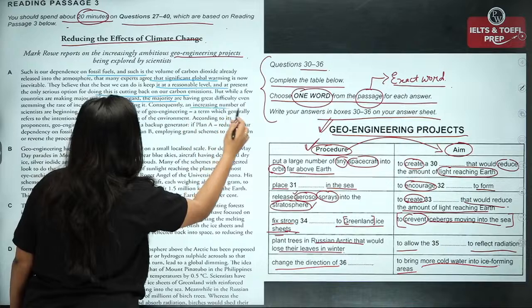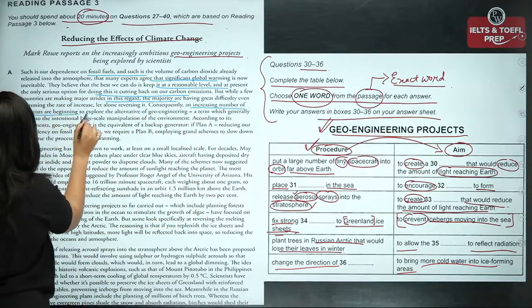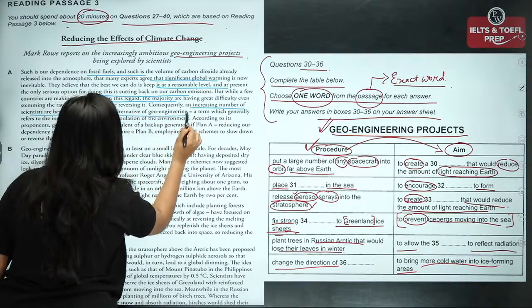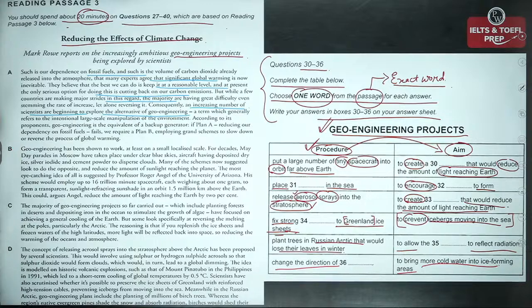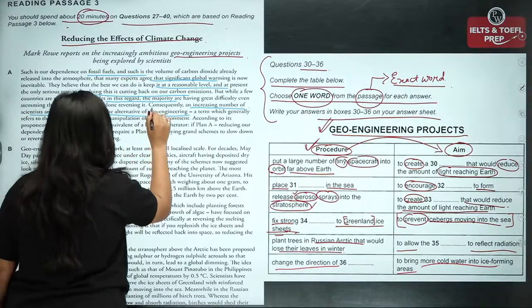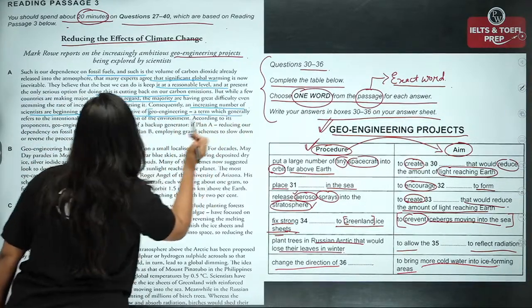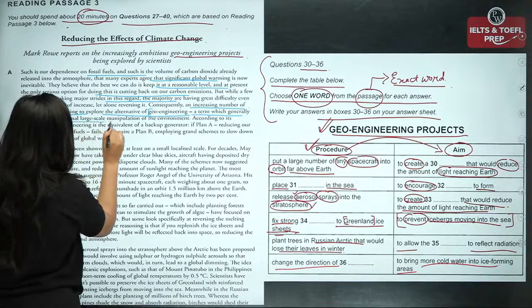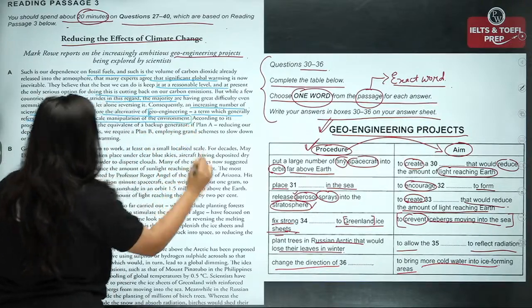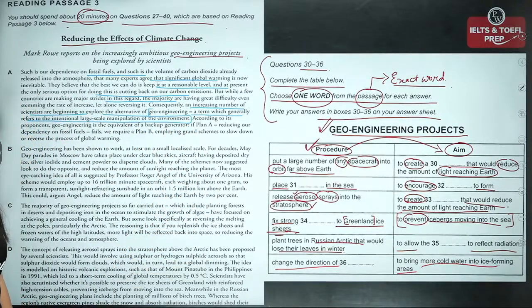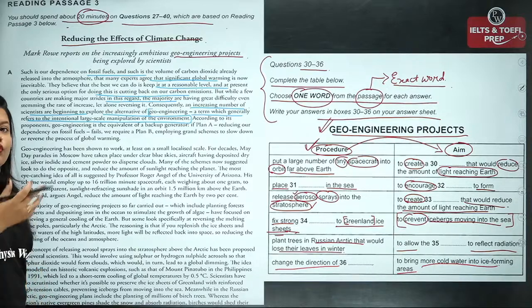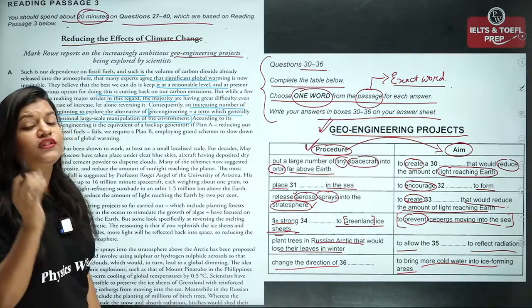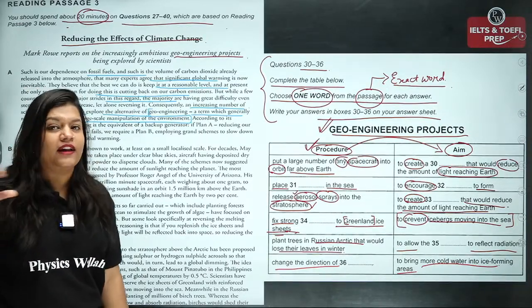Consequently, an increasing number of scientists are beginning to explore the alternative of geoengineering, a term. So what is geoengineering? A term which generally refers to the international large-scale manipulation of environment. Now we got to know what is geoengineering. Make sure in the passage you're going to get each and every information that you need to know. So don't get panicked, don't get worried.